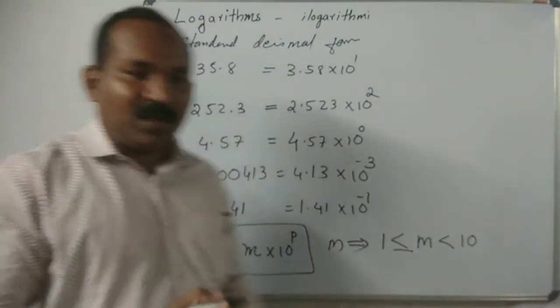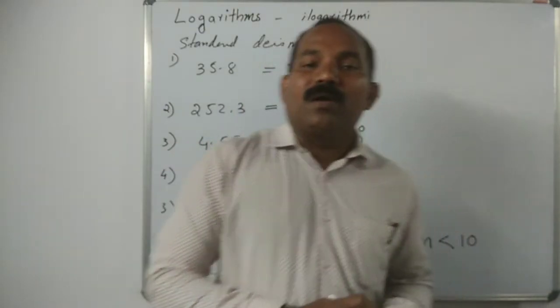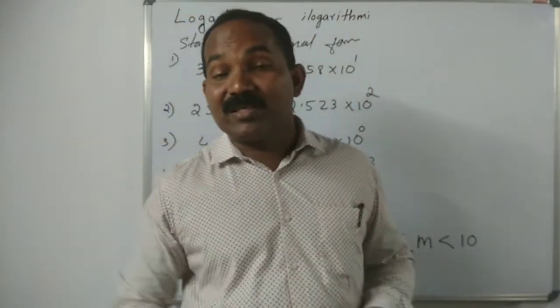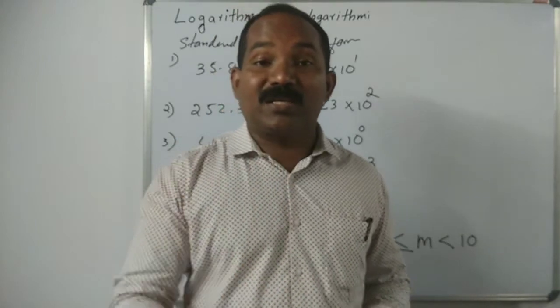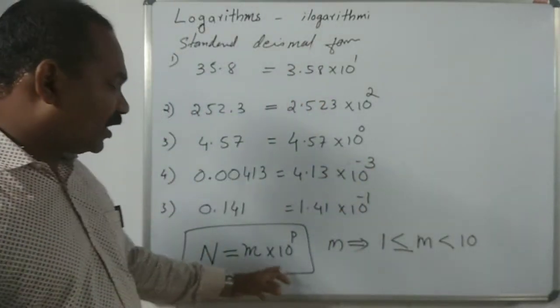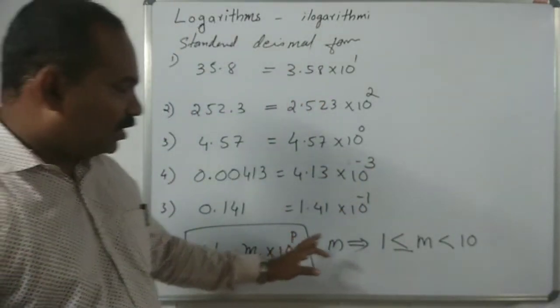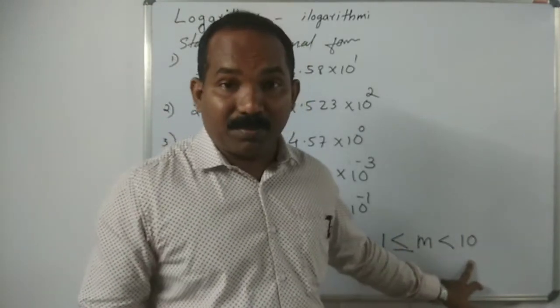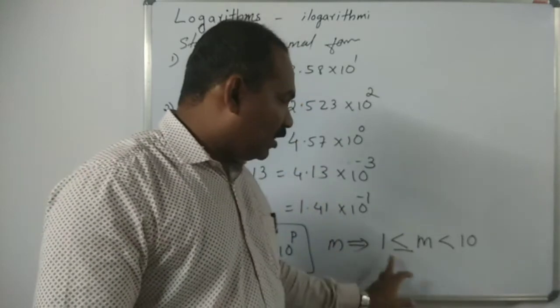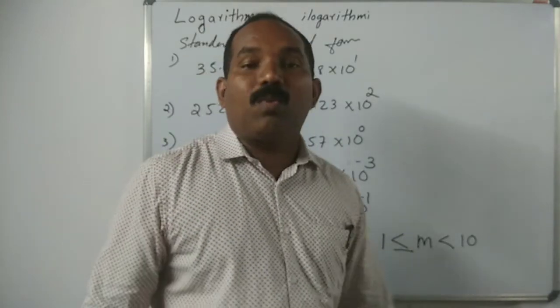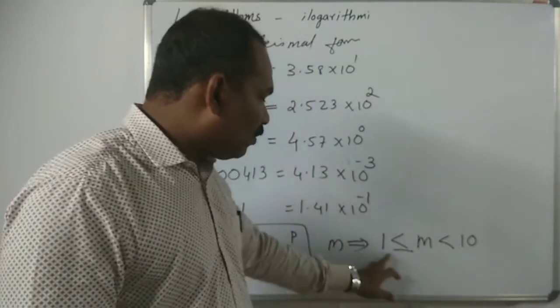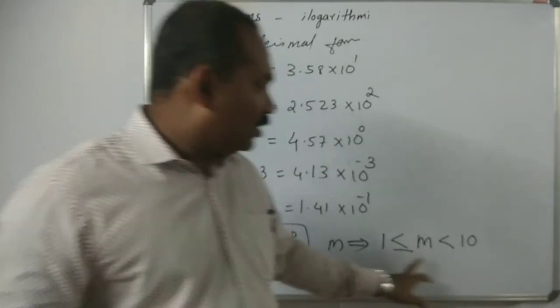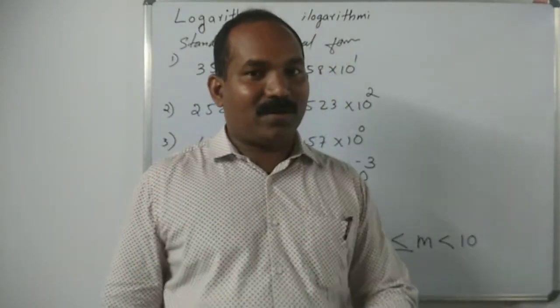For determining the logarithm value, any number is written in the standard form m into 10 raised to p. That m is the value between 1 and 10. That's very important. Log 1 is equal to 0. Log 10 is equal to 1.